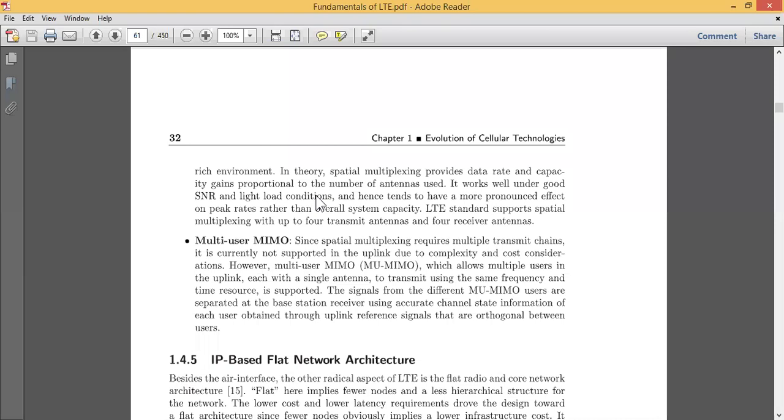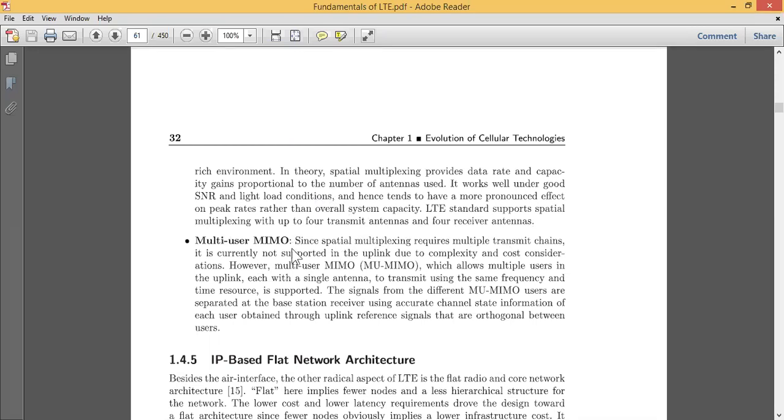And it works well under a good signal to noise ratio. If we have a good signal to noise ratio and light load conditions at the receiver side, then we can go for the spatial multiplexing technique. This spatial multiplexing is used in the LTE system. Whatever I am saying here cannot be incorporated in 1G, 2G, 3G or 3.5G. They are all included in 4G technology. The LTE standards support spatial multiplexing with up to 4 transmit antennas and 4 receiving antennas.